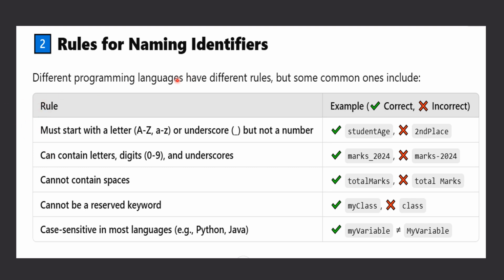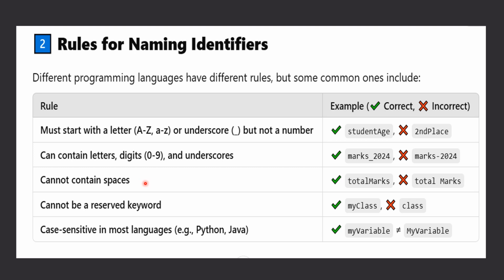Now different programming languages have different rules, but some common ones include: must start with a letter. An identifier like student_age is correct, but starting with a number is wrong. Can contain letters and numbers, like marks2024. But you cannot have a dash. You can have an underscore as an alternative to a space, not a dash, because the dash indicates a different thing.